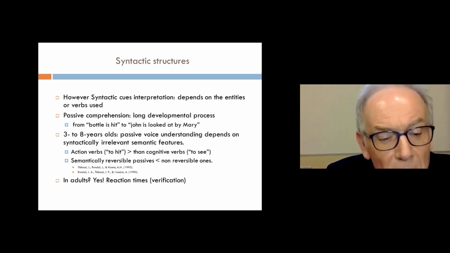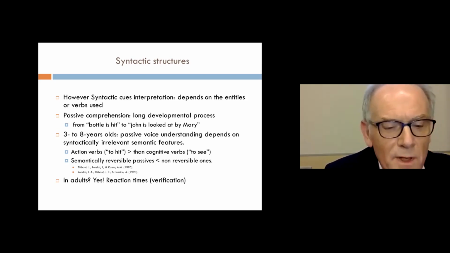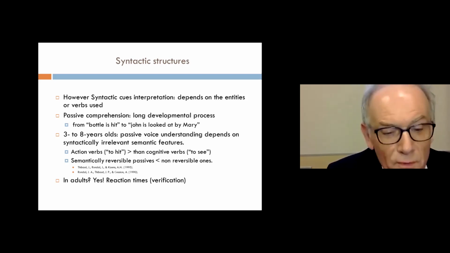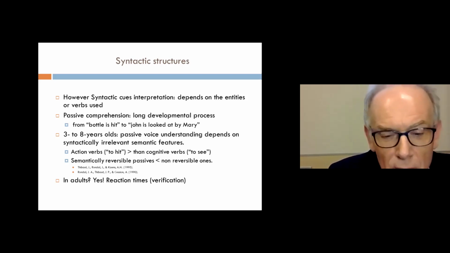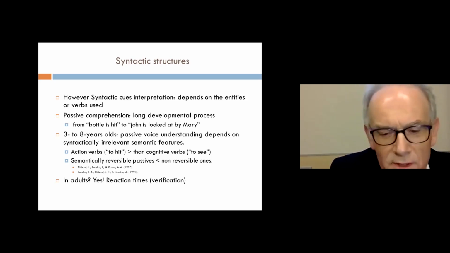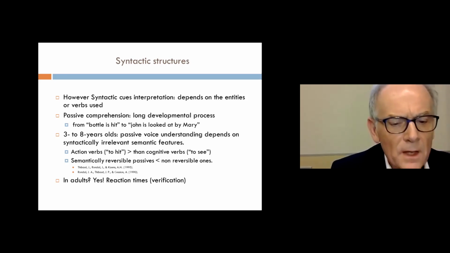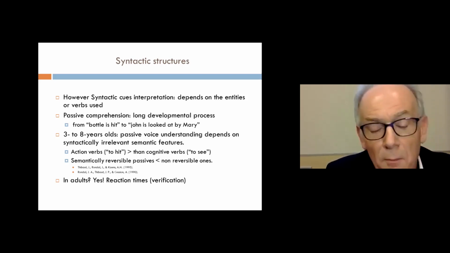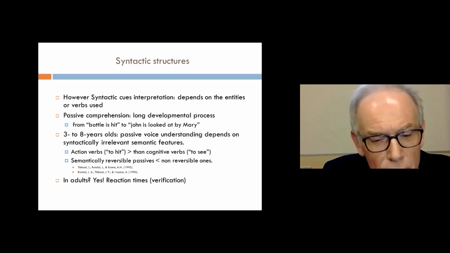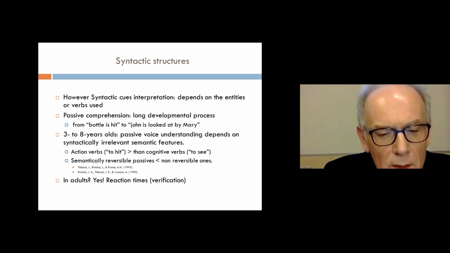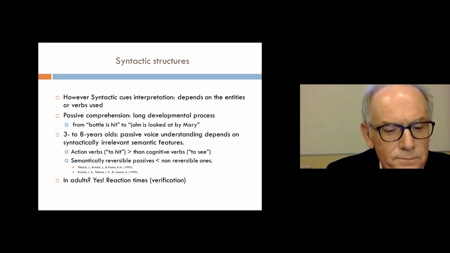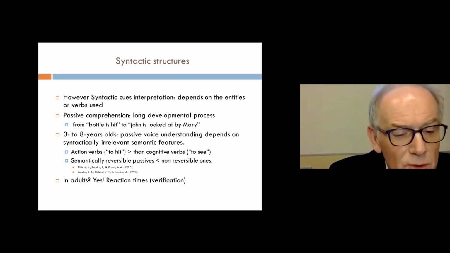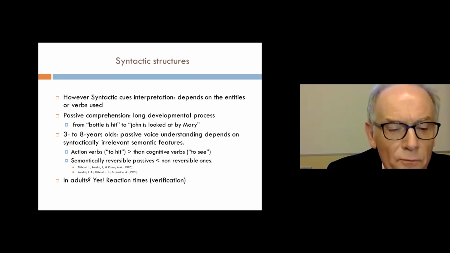Also, for example, semantically reversible passives, like Mary is liked by or is seen by John, is a reversible passive, whereas a non-reversible passive would be the bottle is hit by Jean-Pierre, for example. And those passives which are reversible are more difficult than the non-reversible. So you might think, okay, it works for kids, it's none of our business. But in adults, you can show exactly the same thing, but through reaction times.